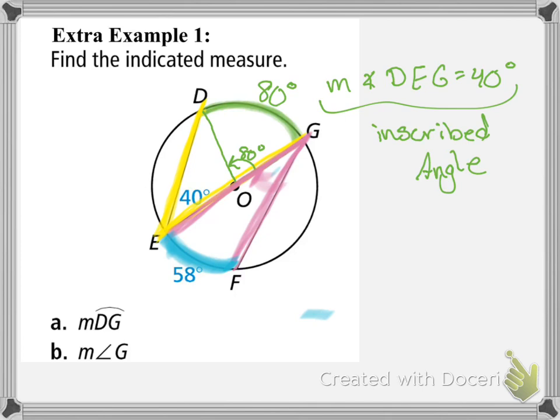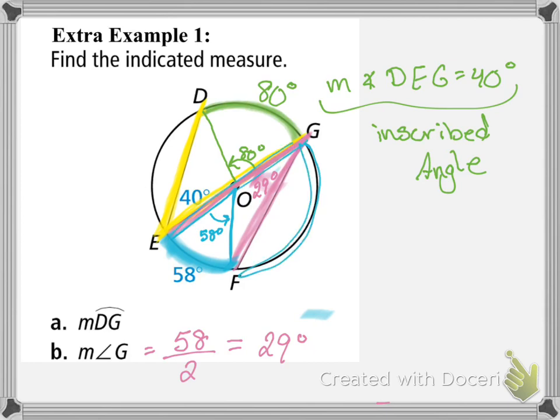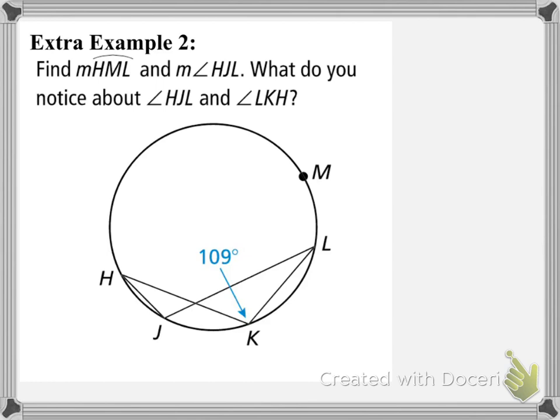So the measure of angle G would be half of 58. So we take 58 divided by 2, and we get 29. So we know this is 29 degrees. Again, so then we would know that this angle right here would be 58 degrees. So that could help us find, like, let's say I want to know this arc. Well, we know here we have a semicircle, okay? And that's what we'll use in this next one, okay?